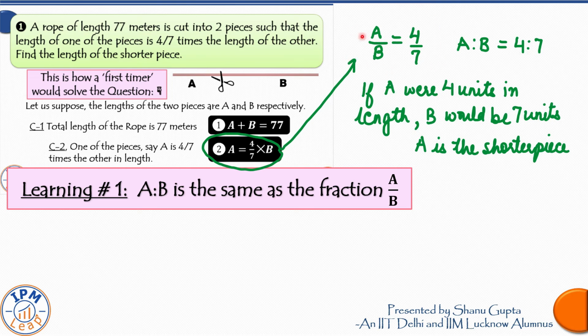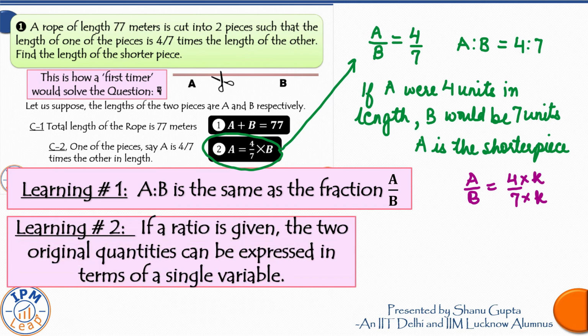For instance, we can multiply the numerator and denominator by any arbitrary constant. As long as we multiply numerator and denominator by the same quantity, we know this equation would hold because our constant k would get cancelled out, right? So the second most important learning in this chapter is that if a ratio is given, then the 2 original quantities can be assumed in terms of a single variable.